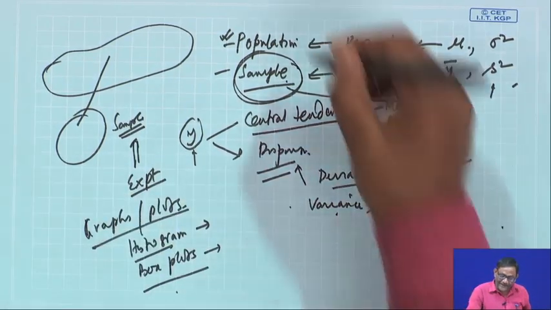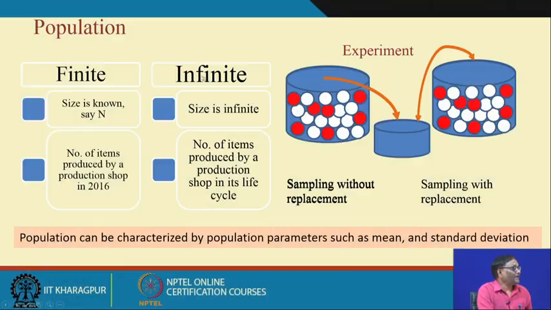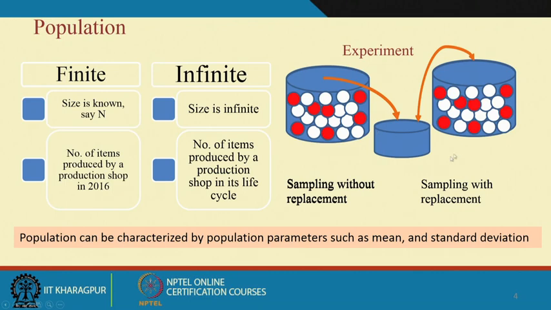So, population can be finite and it can be infinite. Finite means it is countable with size n, infinite means size infinite. If you want to get a finite population, you do sampling without replacement, and if you want to get an infinite population, you do sampling with replacement.